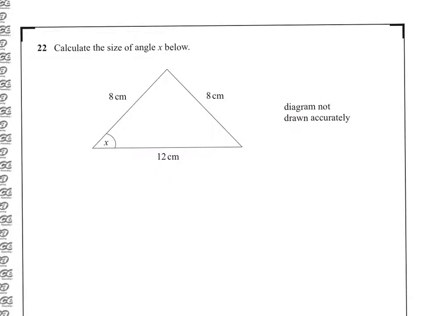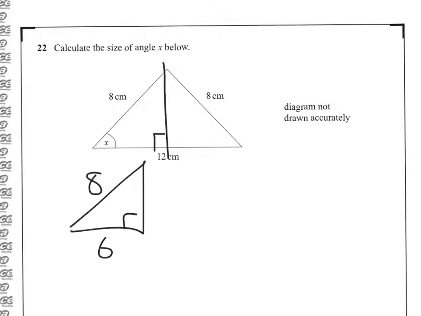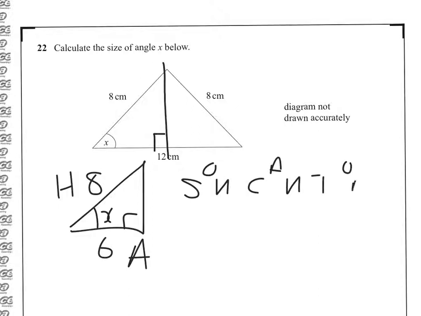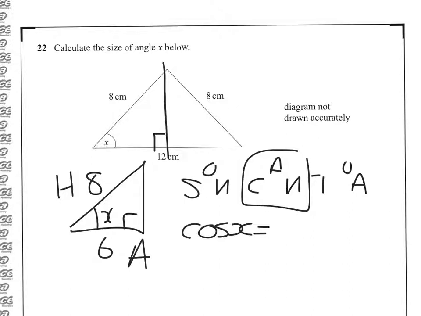We have an isosceles triangle, which means that if we split it down the middle, we have two right angle triangles. So we have 8, 6 and x. 6 is adjacent to the angle and 8 is the hypotenuse. Writing out our SOHCAHTOA, I want A and H, which means I want cos. So the cos of the angle is the adjacent over the hypotenuse. So inverse cos of 6 divided by 8 gives us an angle of 41.4 degrees.